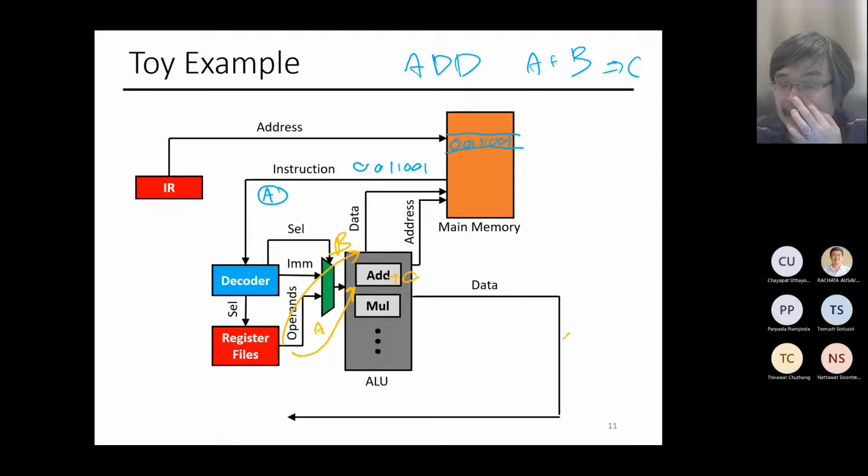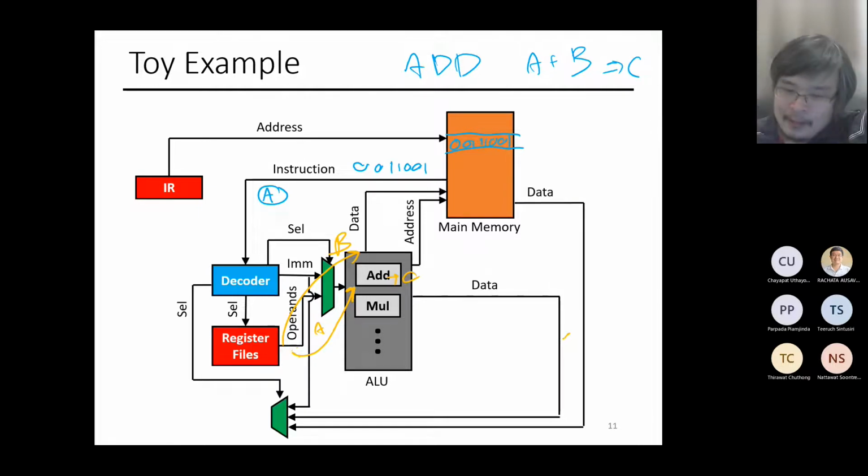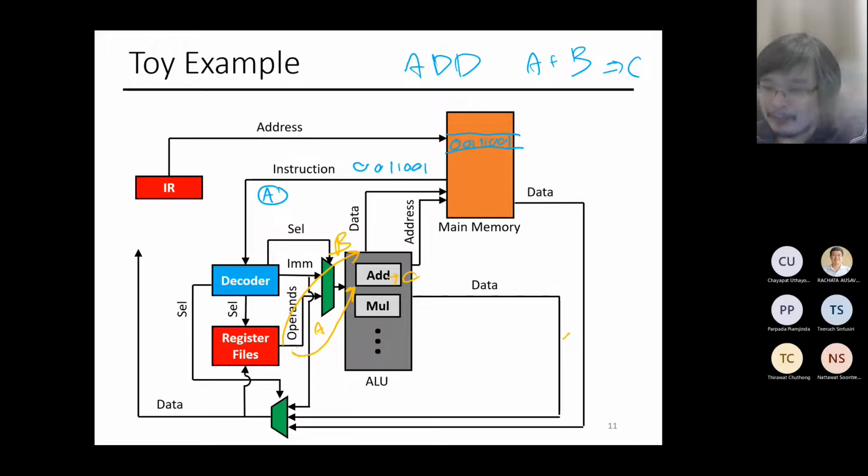Store in register file again. Yeah, exactly. Put the result back, right? Because that's an output and I need it for the future instruction. So I will put it back, right? Basically now the decoder again would select what I put back to the register file. So I would pick the right thing.